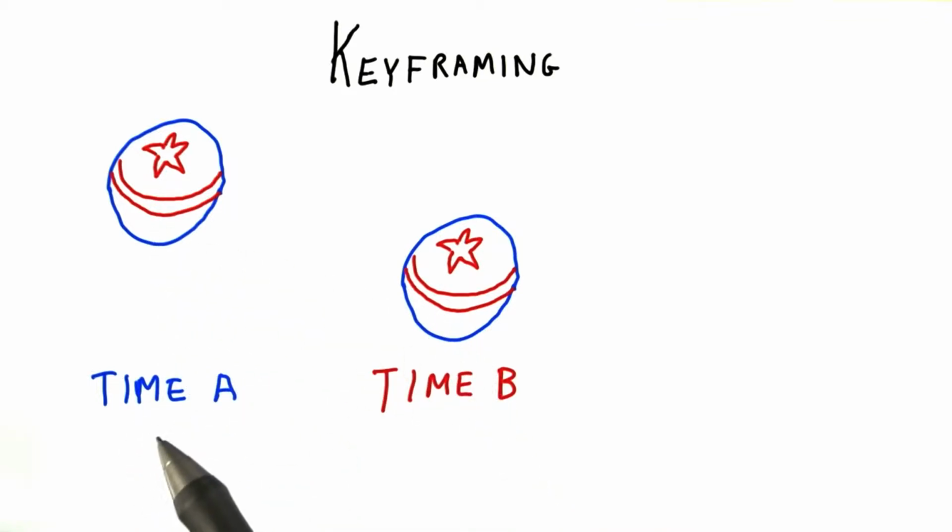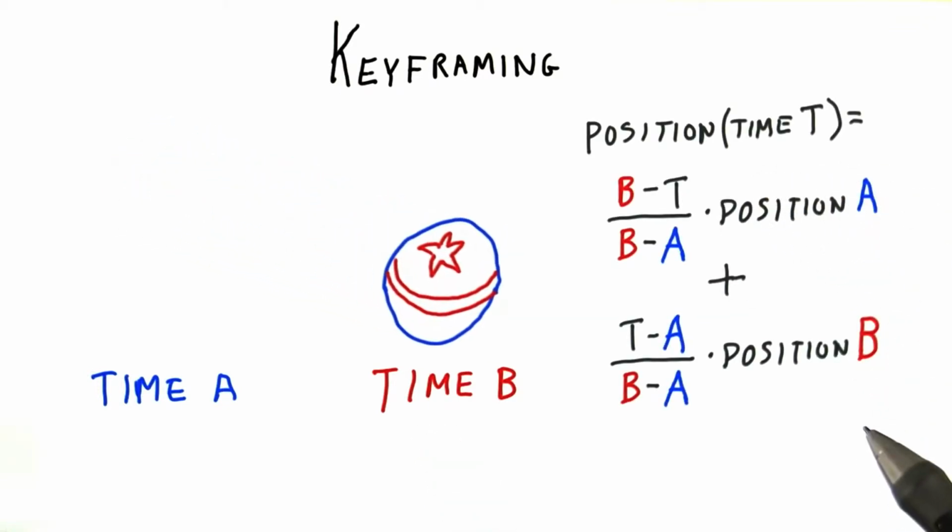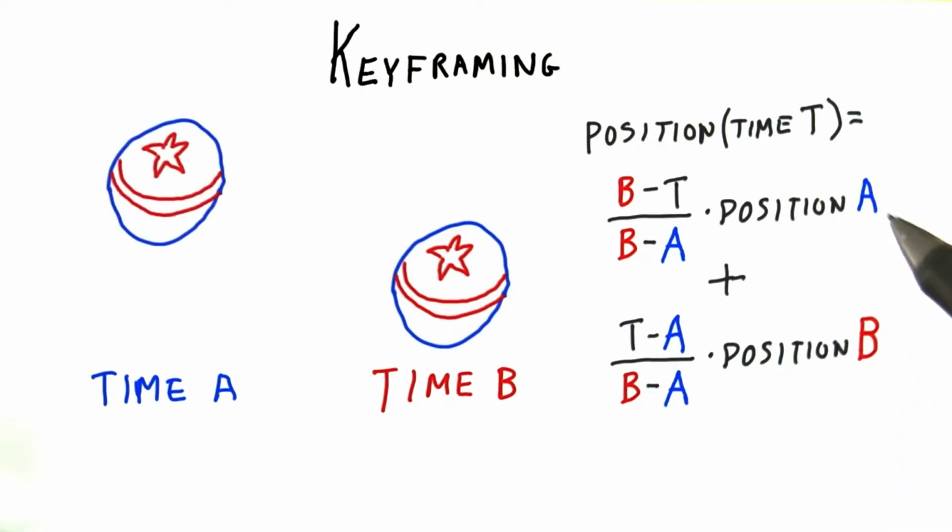At time A, I record the position and time. At time B, I do the same. When I want to run the animation, given a time, I can get the position. This is a linear interpolation between positions A and B. The process of generating these frames in between the keyframes is called tweening.